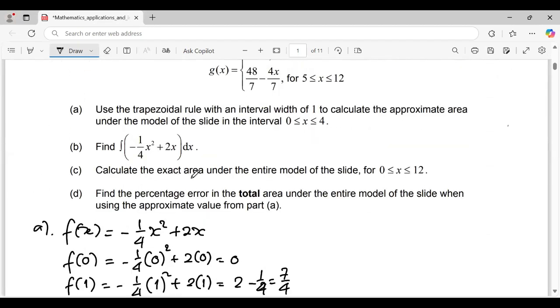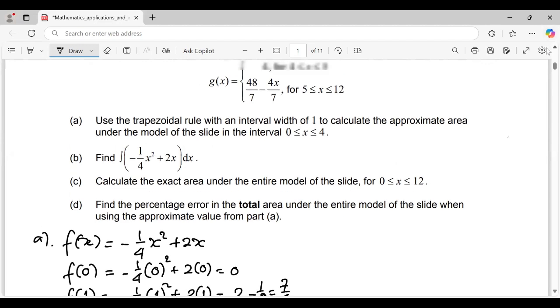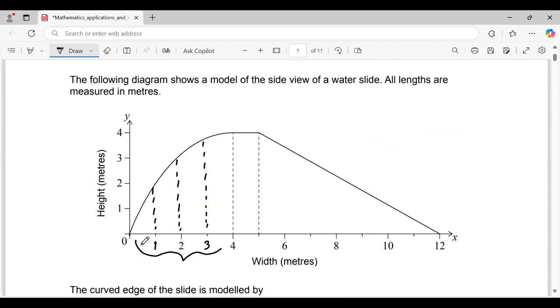Next, part C. Calculate the exact area under the entire model of the slide for x interval 0 to 12. Okay, so we are going to calculate the area under this graph, 0 to 12. But I would like to separate 0 to 4, 4 to 5, and 5 to 12, because 5 to 12 is a straight line, different.